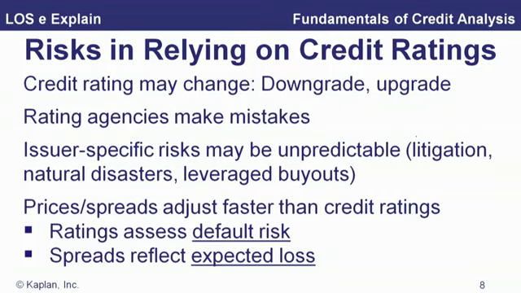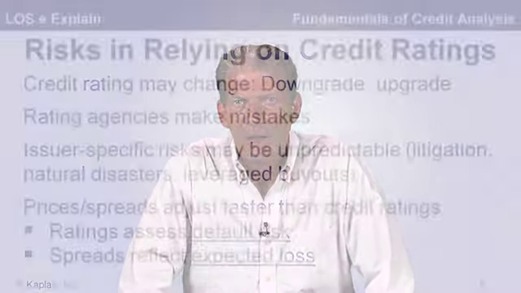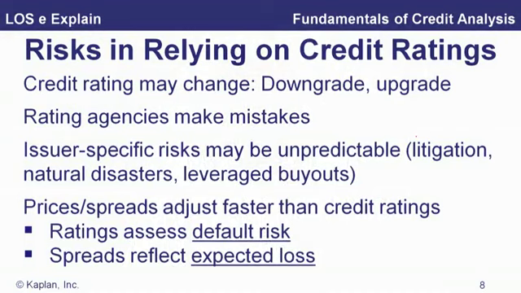Prices and spreads adjust faster than credit ratings. The market is always adjusting the yields and spreads, prices of these bonds based on anticipation of future events and interpretation of current financial events. So the ratings assess default risk, but what we're saying here is that these yields are going to move before the ratings move, at least to some extent. So spreads are going to reflect the expected loss, and ratings, remember, just assess the probability of default. So there's more information in the spread than there is in the ratings.